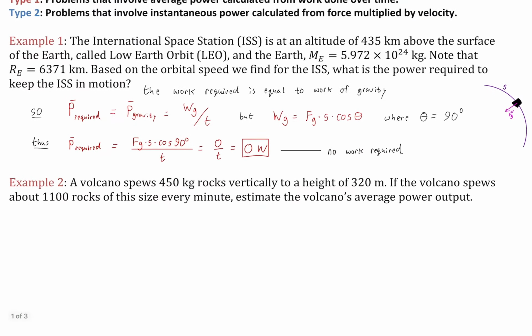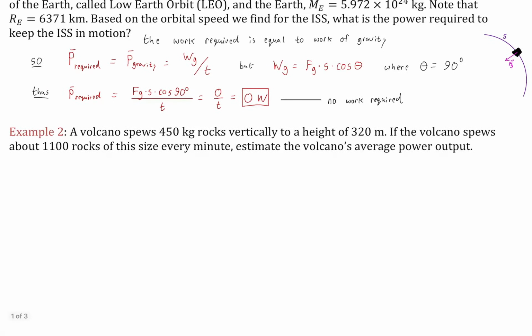Okay. Now the space station is just following around Earth. Okay. So a volcano spews 450 kilogram rocks. Okay. So it looks like we're talking about the power output of a volcano. It spews them vertically to a height of 320 meters, so they're shooting straight up in the air. If the volcano spews about 1,100 of these rocks every minute, okay, so this is a pretty violent eruption, estimate the volcano's average power output.